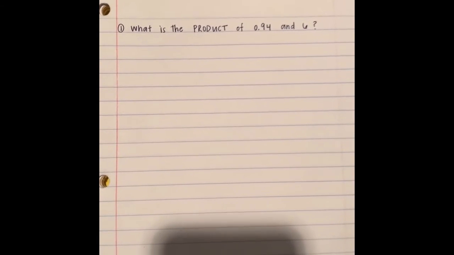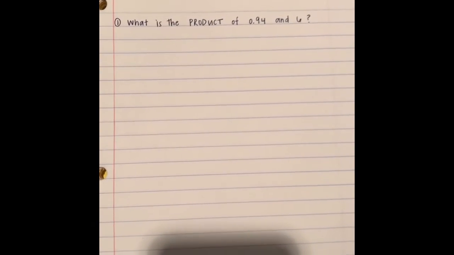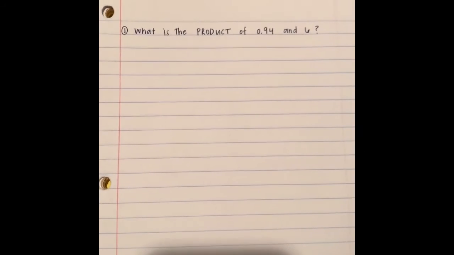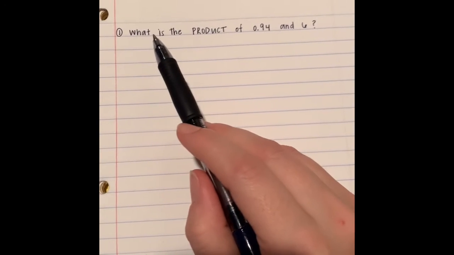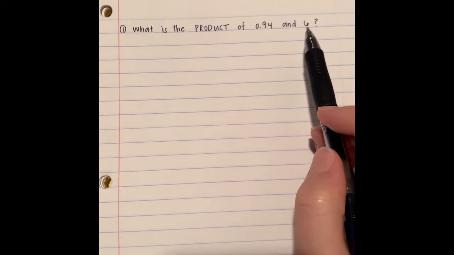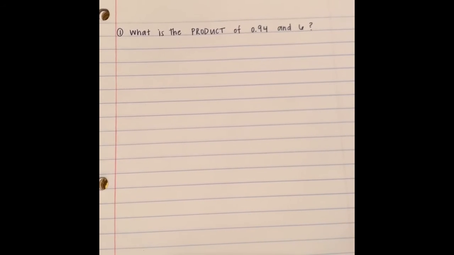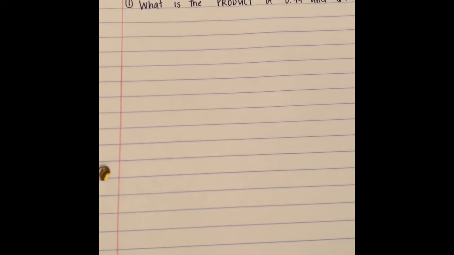So when we're multiplying, we're finding the product of two numbers that are being multiplied together. In this example, it's asking us what is the product of 94 hundredths and 6. So all we're going to be doing is multiplying these two numbers together. Remember, when we're solving decimal multiplication, we start by treating it as a regular multiplication problem, meaning we ignore the decimal for a second and treat both numbers as if they were whole numbers when we're multiplying. Then we will add the decimal back in.